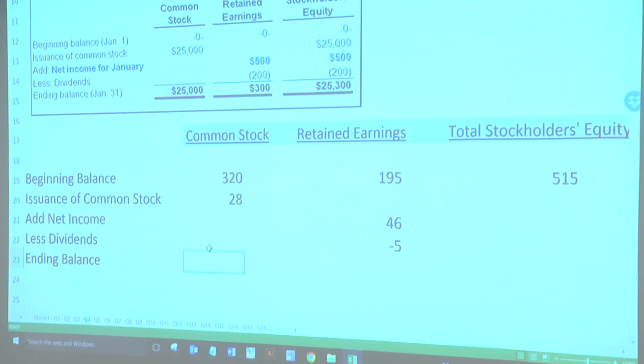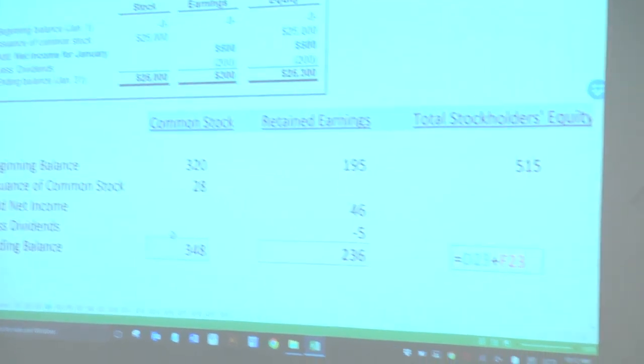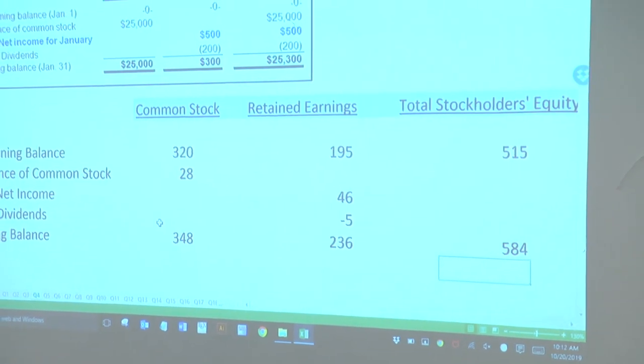And the ending balance for common stock is these two summed up together. Same for retained earnings. We have the beginning 195 plus 46. And then dividend is subtracted, so I wrote -5. And then the total stockholders' equity would be the sum of common stock and retained earnings, which is 584.